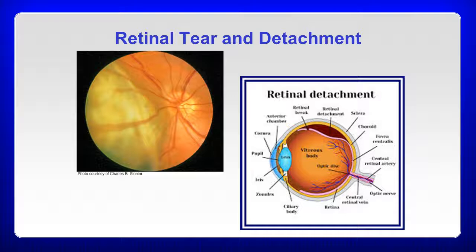Okay, so many times you find this in people who are nearsighted, who've either undergone eye surgery or have a family history of retinal detachments. Once this occurs, the individual is also at risk for having it happen again.